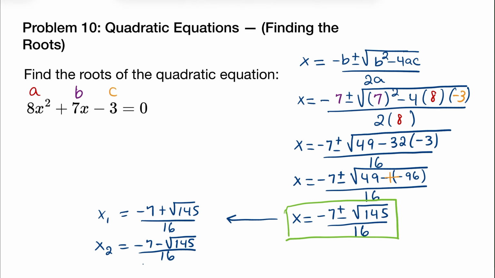So that is it for this particular problem, and that is how you find the roots of a quadratic equation step by step using the quadratic formula.